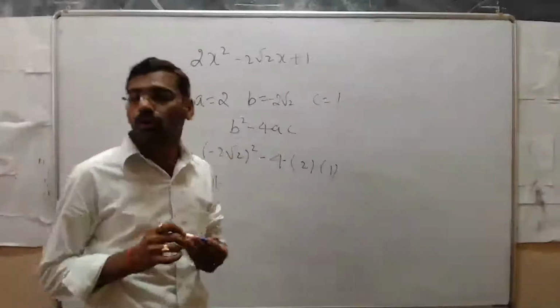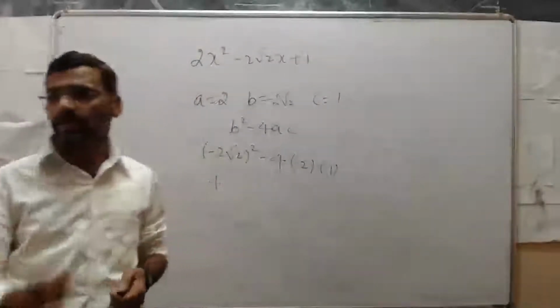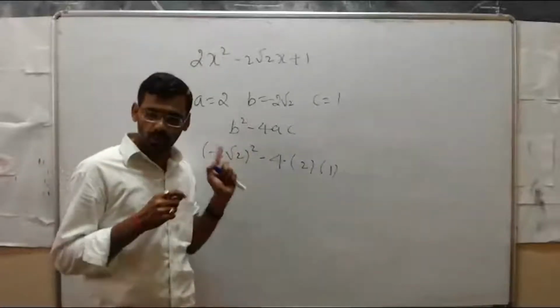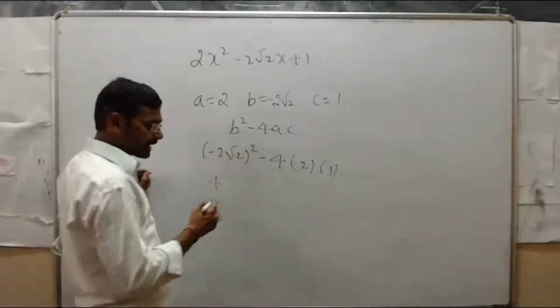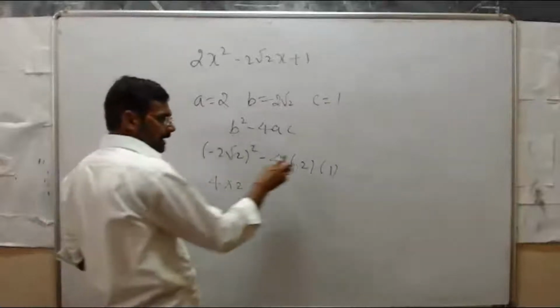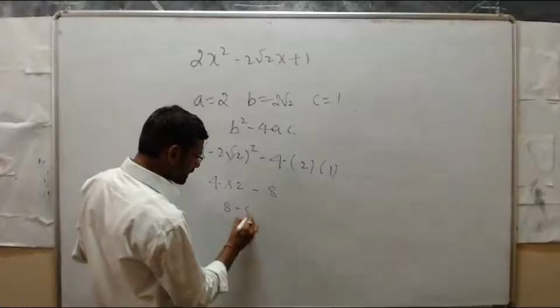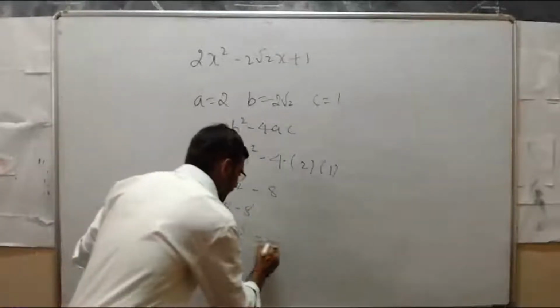Minus square is plus because this square belongs to both 2 and root 2. By the laws of exponents, (a into b) whole to the power of m is a to the power of m into b to the power of m. So minus square is plus, 2 square is 4, root 2 whole square is 2, so 4 into 2 is 8. Minus 8, 8 minus 8, both are cancelled. Equal to how much? Yes, 0.